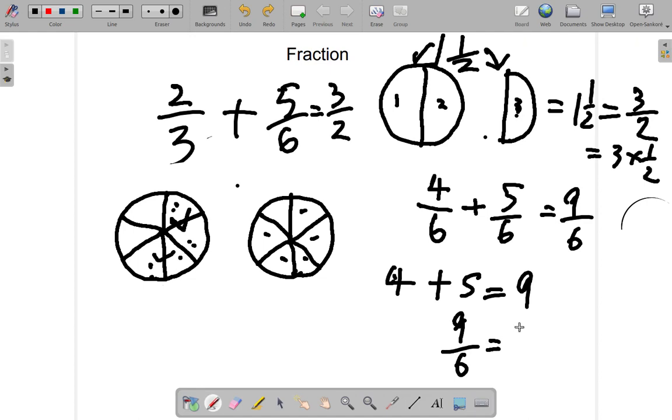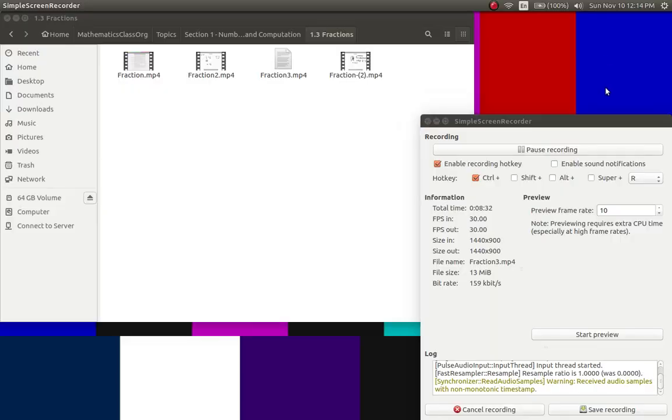which again is the same as 3 halves, which is 1.5. So we have 9 6s, which is 3 halves. So that's what really happens when we add them like that. Alright? So that's an addition of 2/3 plus 5/6. Now we're going to look at another area of fractions later on, so I'll see you then.